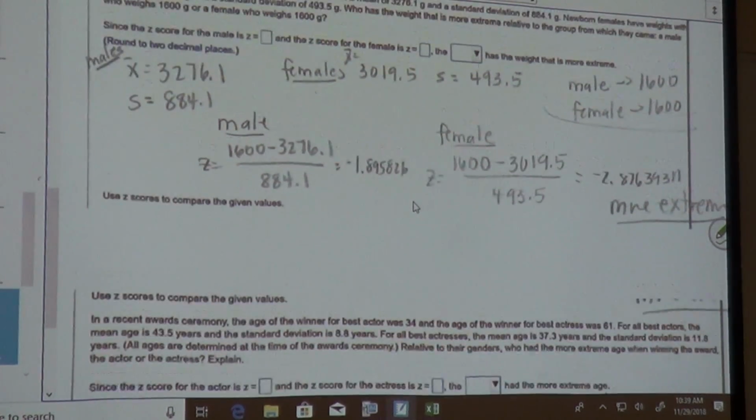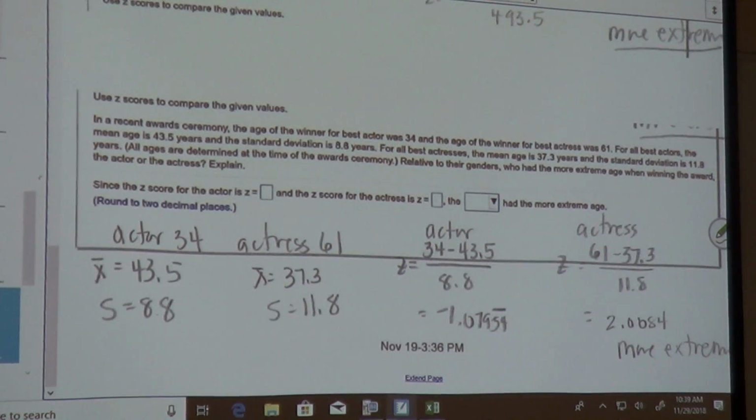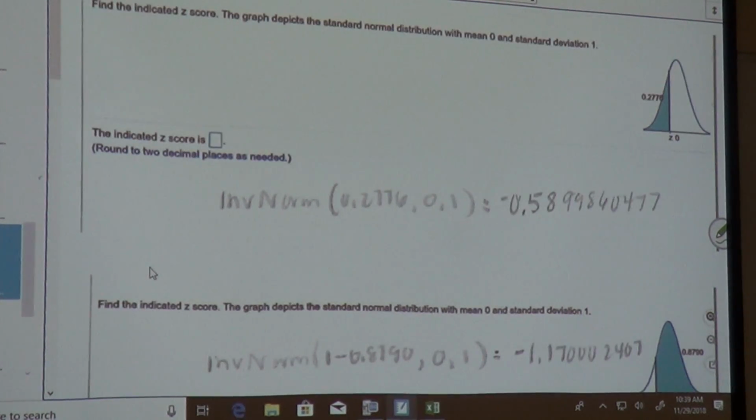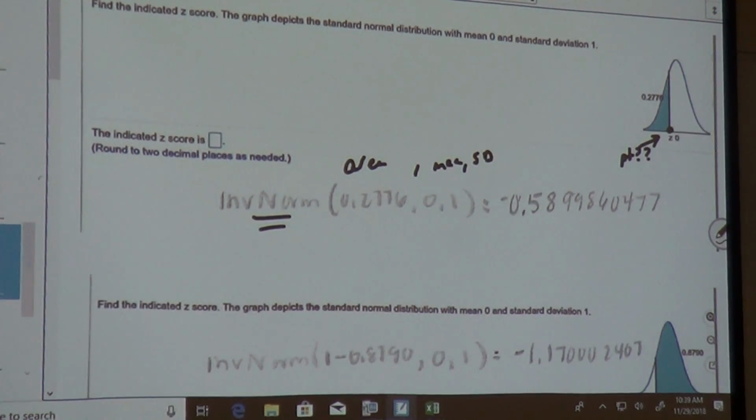This is the same as the short man, tall man. Trying to touch everything before we get out of here. This one is trying to find that point. We do the inverse norm. So it's area, mean, standard deviation. It is standard. So your mean is 0 and your standard deviation is 1.